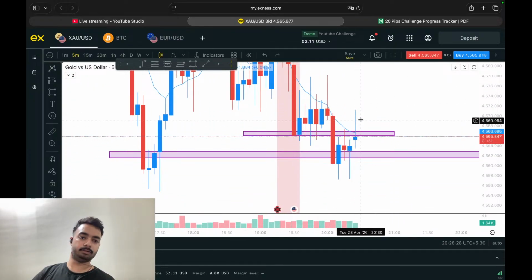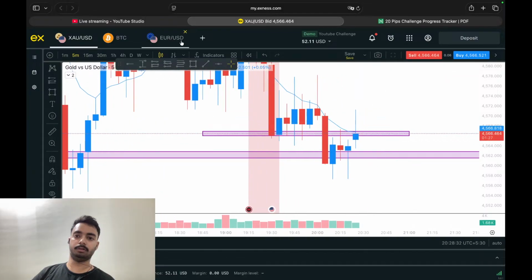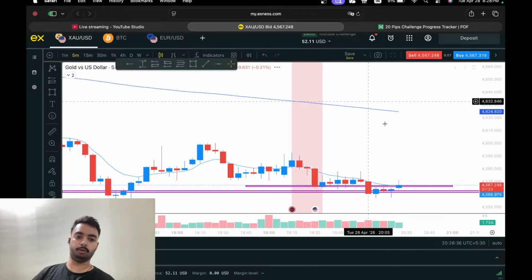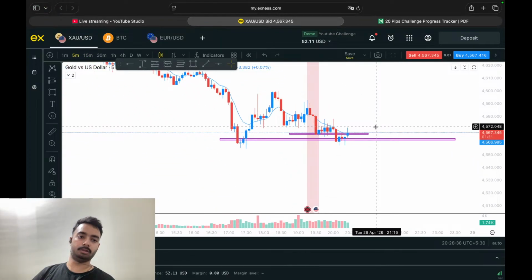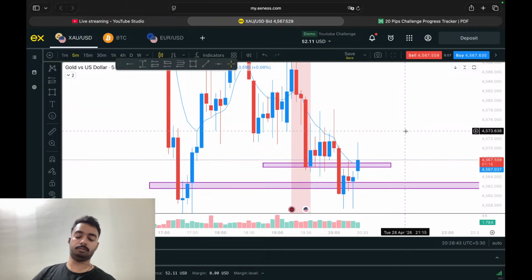For now, this candle doesn't seem good, so we'll hold our trade. Let the market play first, and then we can enter for a quick scalp.